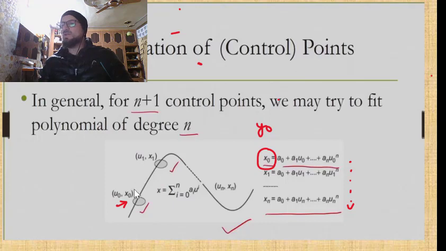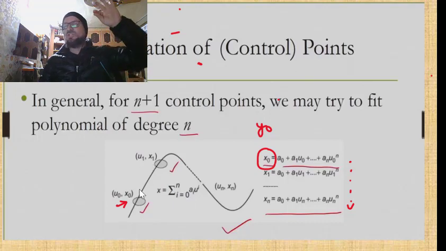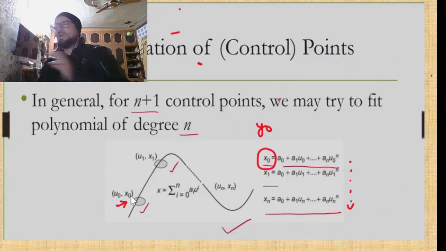Because I told you, u0, u1, u2 is a kind of time at which these points are drawn on the curve. And x0, x1, x2 are the constants and coefficients here, which we need to calculate. Depending upon that, we can see what my x0 is, what my x1 is, and so on.